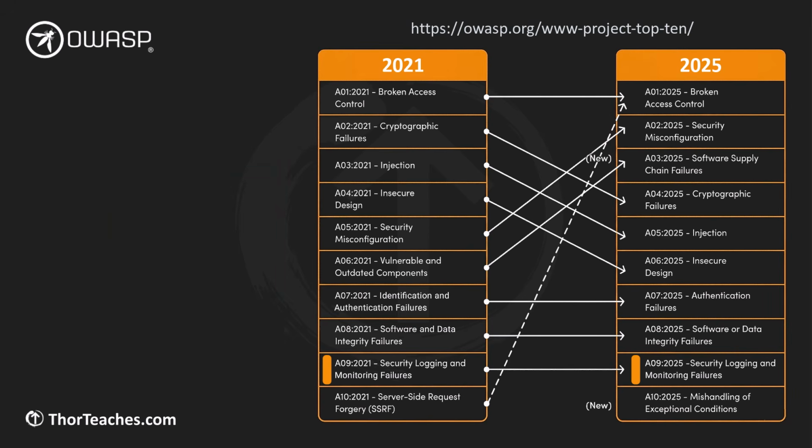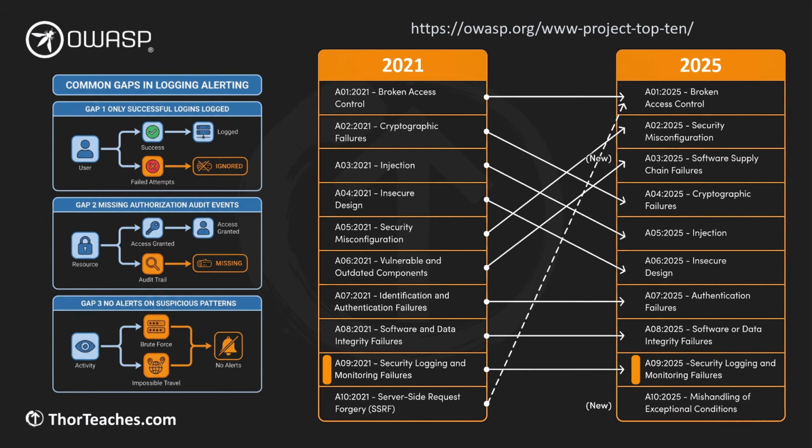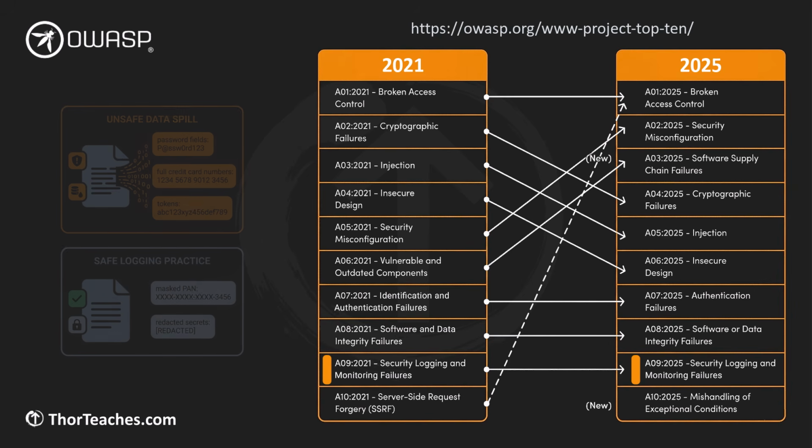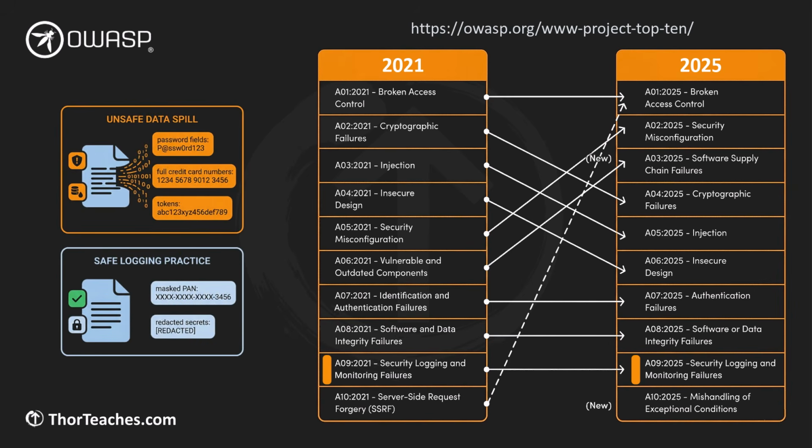Some of the practical examples could also be only logging successful logins, but not failures, not logging access control checks, never alerting on suspicious patterns, or leaving logs on a single server with no backups. And on the other side, you can cause problems by logging sensitive data like full credit card numbers or passwords, which should never be written to disk in the first place.